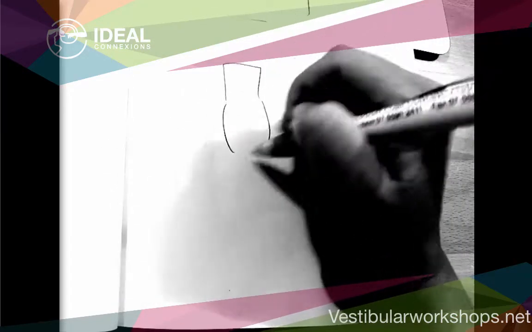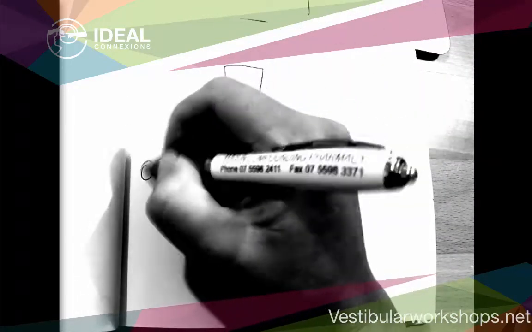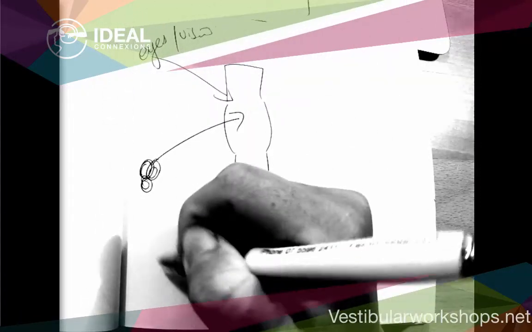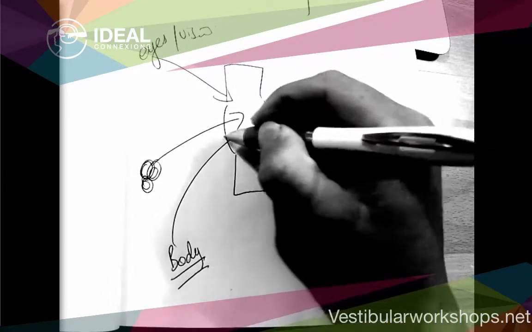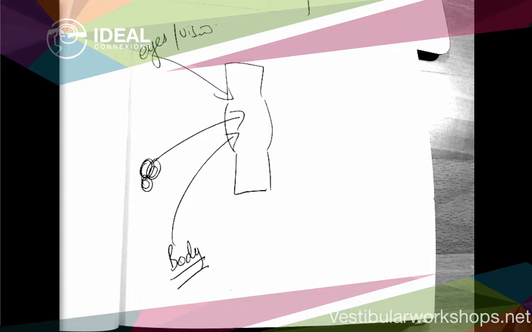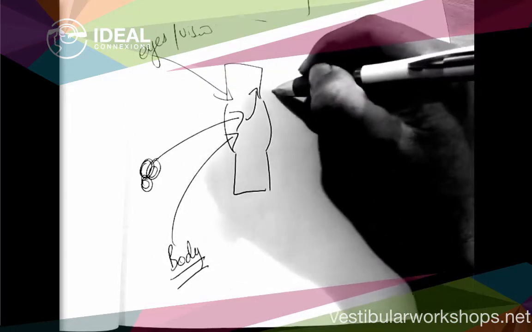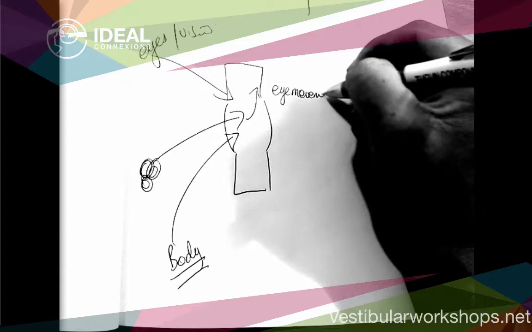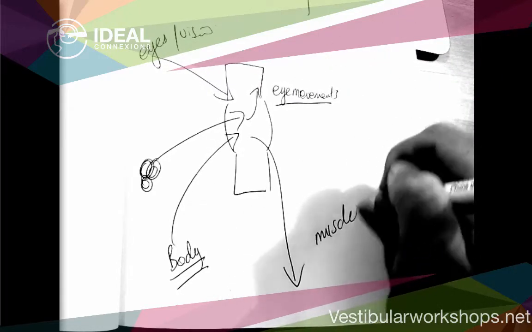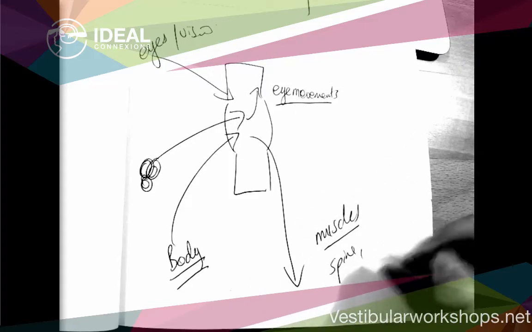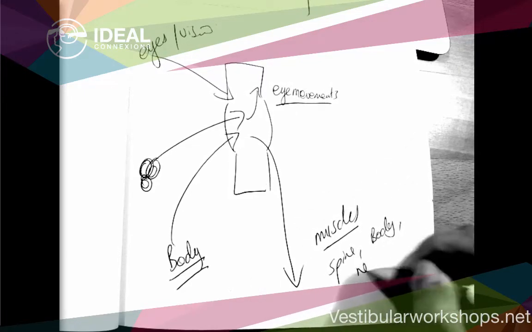Okay, so we've got the information in, and we know it comes from the apparatus. We know it comes from the eyes and vision. And we know it comes from the body. But then what's the out? Now the output is also to eye movements and to muscles in the spine and body and the neck.